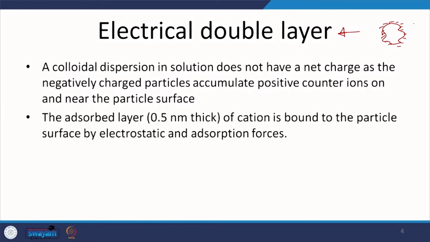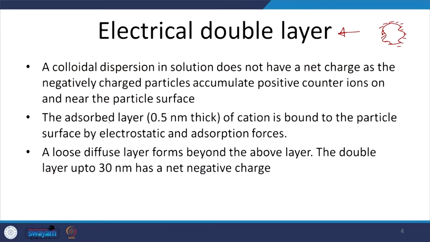Let me go to the figure. There are two layers. One is the adsorbed layer, which is also called the Stern layer, and it is of relatively less thickness. After this fixed layer, you have a diffuse layer which forms beyond it. The diffuse layer will have a net negative charge. And more importantly, its thickness is relatively much higher compared to the thickness of the first layer. So this is the electrical double layer.